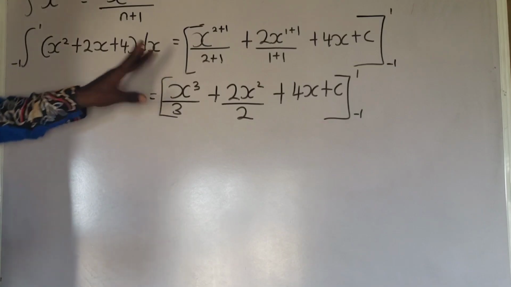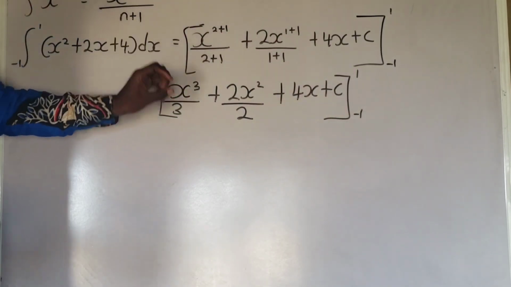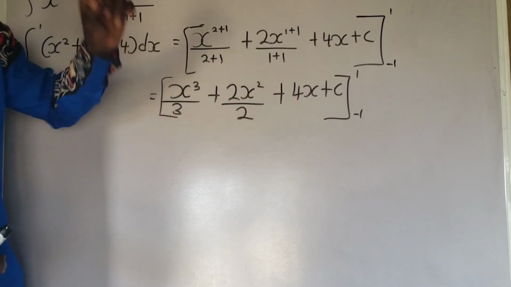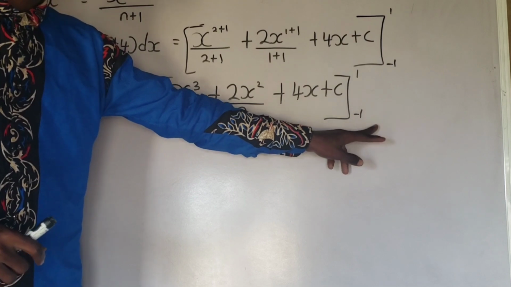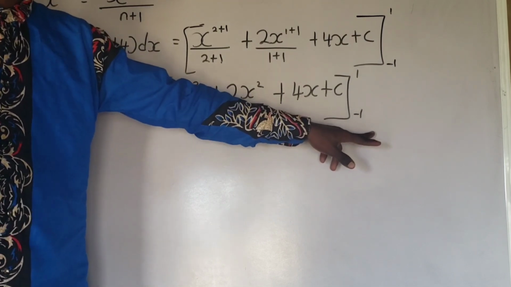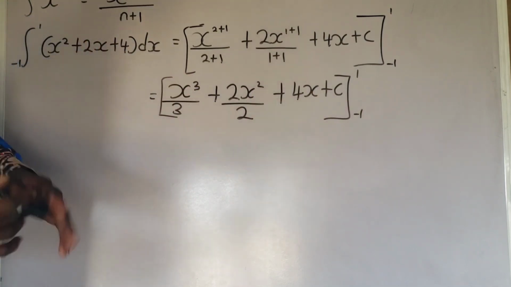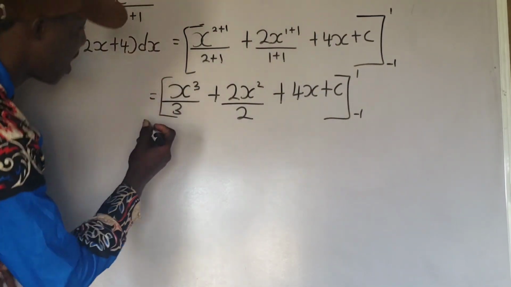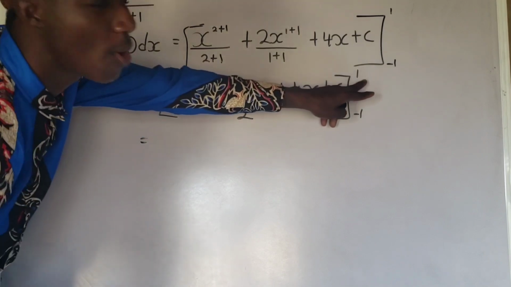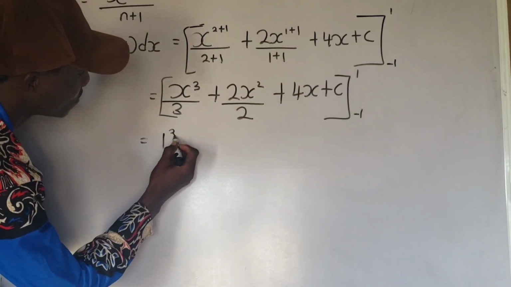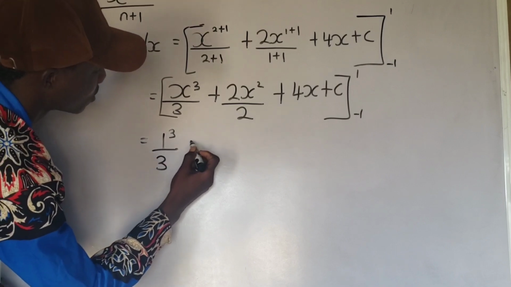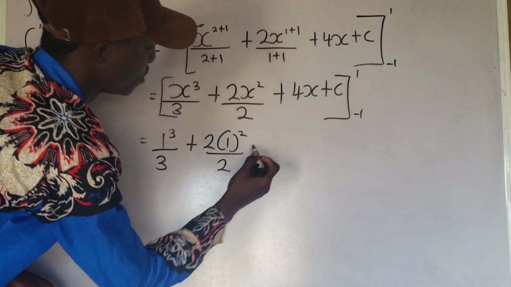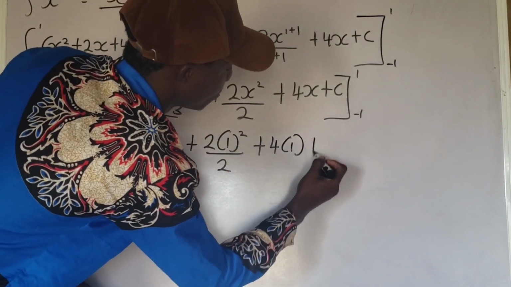Having gotten to this point, I'm going to substitute the value of 1 as the value of x in this integration, and then subtract the result after substituting x equals -1. Just pay attention. This is what I mean. You know that we have the upper limit minus the lower limit. Now, when x is equal to the upper limit, which is 1, I'm going to have 1 raised to the power of 3 all over 3 plus 2 into bracket 1 raised to the power of 2 all over 2 plus 4 into bracket 1 plus c.